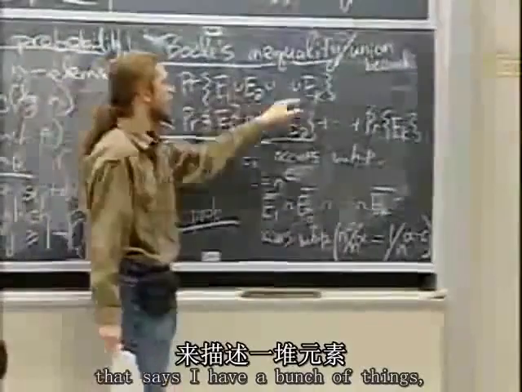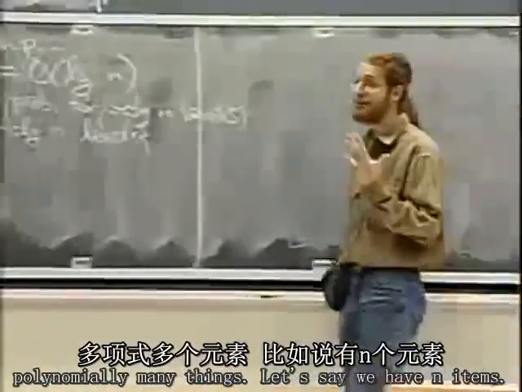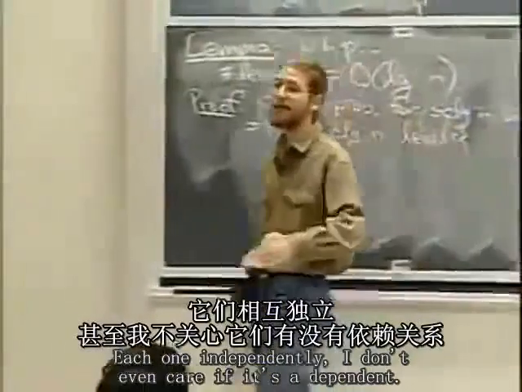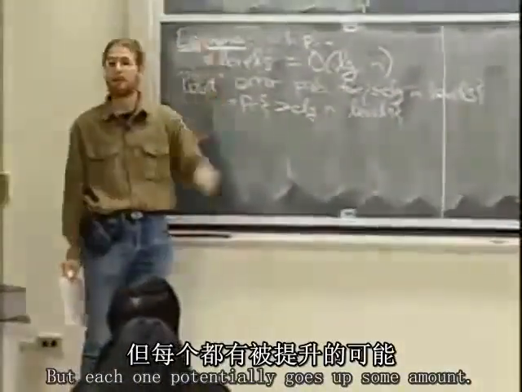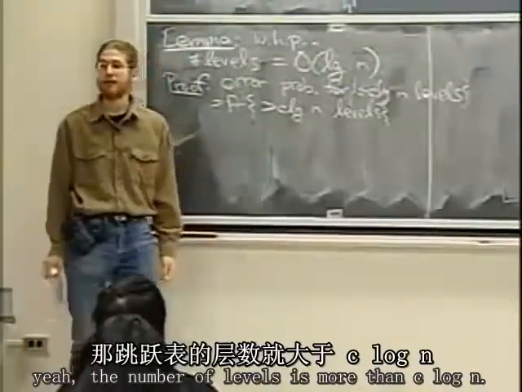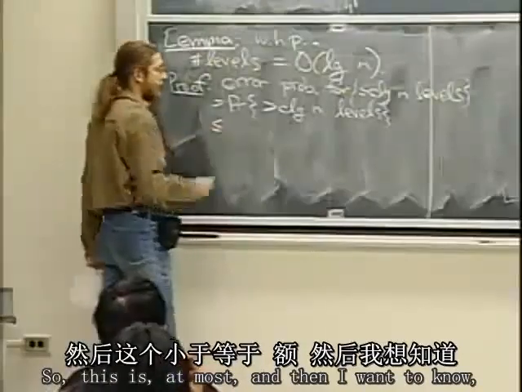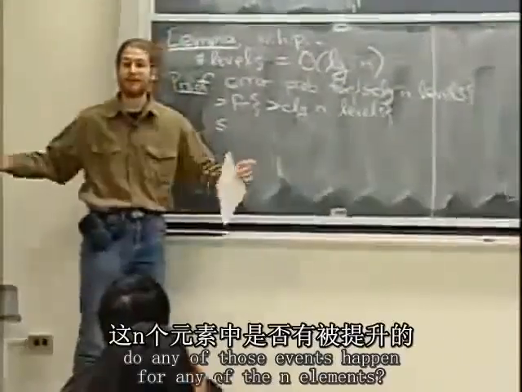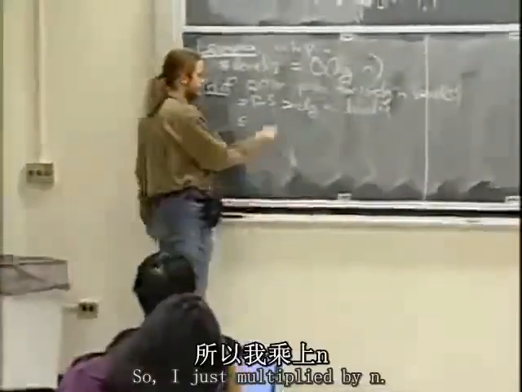It says, well, I have a bunch of things, polynomially many things. Let's say we have n items. Each one independently, I don't even care if it's independent, but each one potentially goes up some amount. If it goes up more than c log n, yeah, the number of levels is more than c log n. So this is at most. And then I want to know, does any of those events happen for any of the n elements? So I just multiply by n.